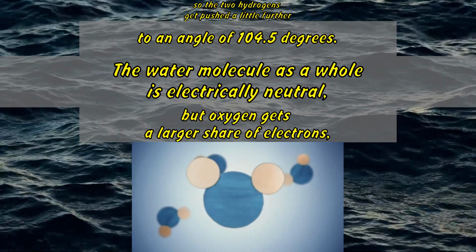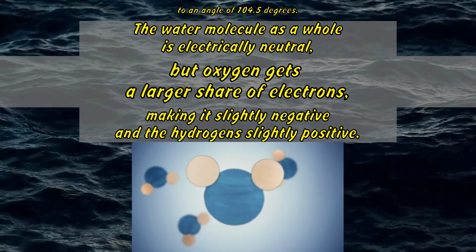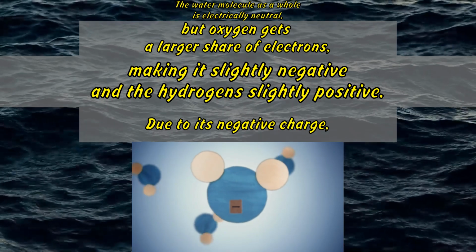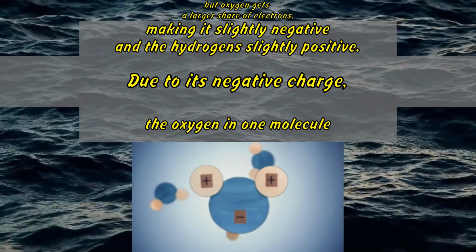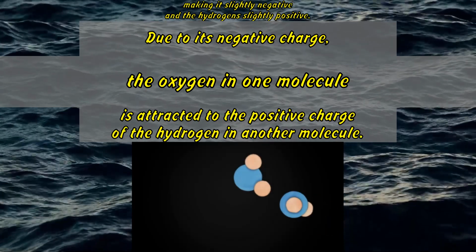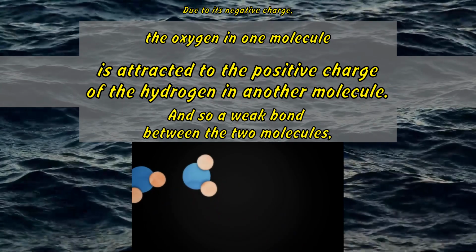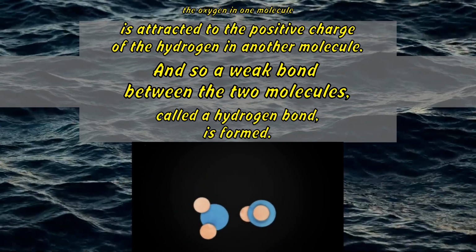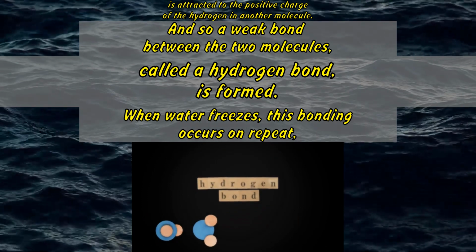The water molecule as a whole is electrically neutral, but oxygen gets a larger share of electrons, making it slightly negative and the hydrogens slightly positive. Due to its negative charge, the oxygen in one molecule is attracted to the positive charge of the hydrogen in another molecule, and so a weak bond between the 2 molecules, called a hydrogen bond, is formed.